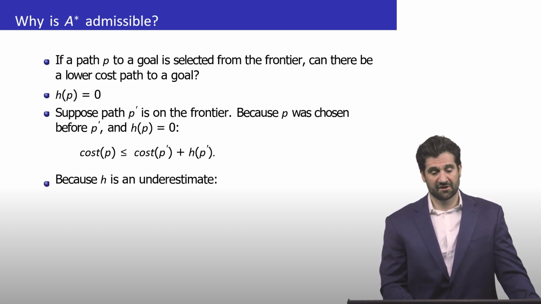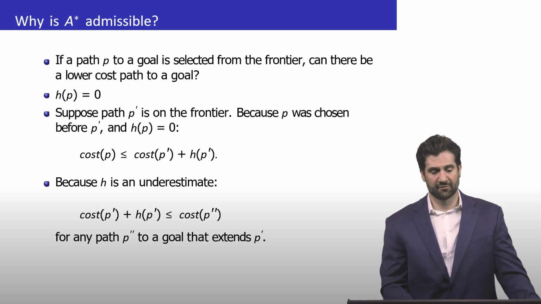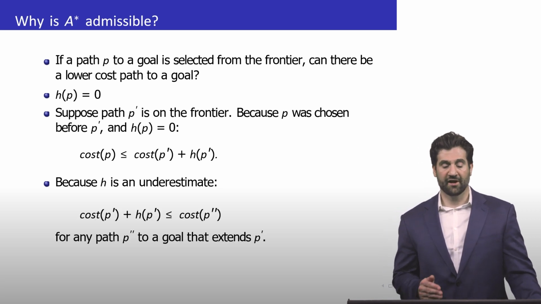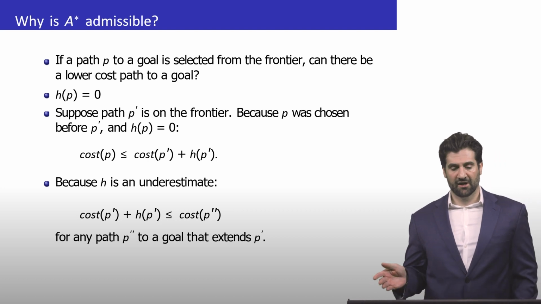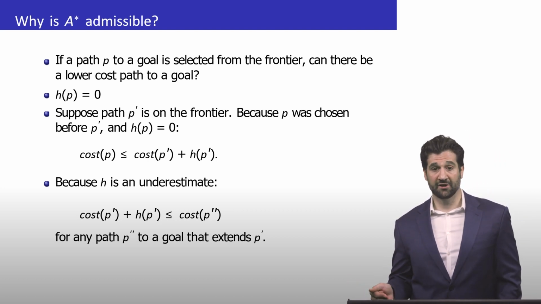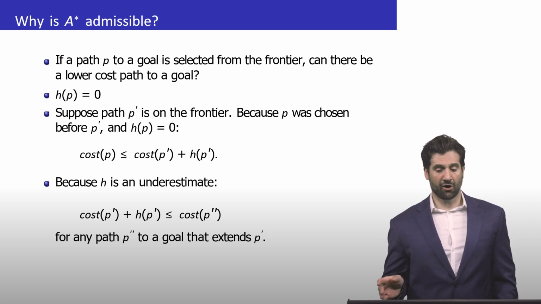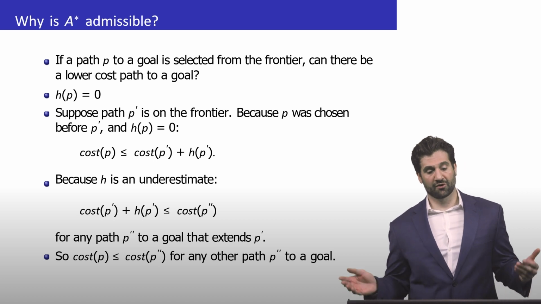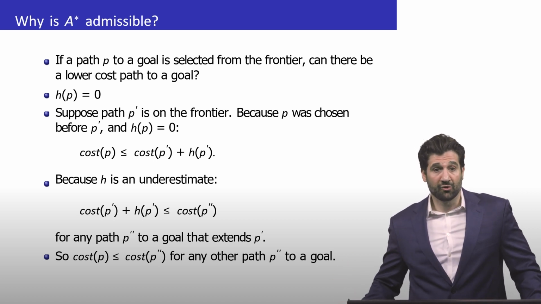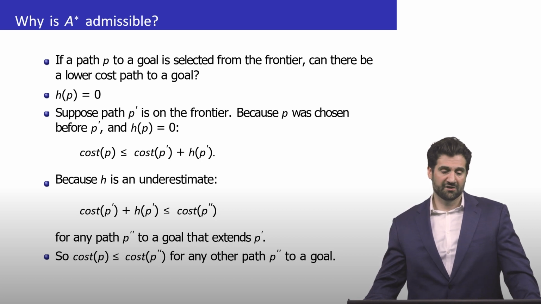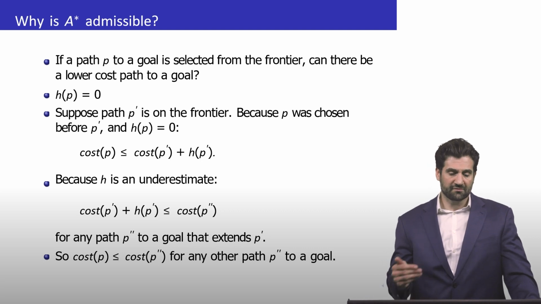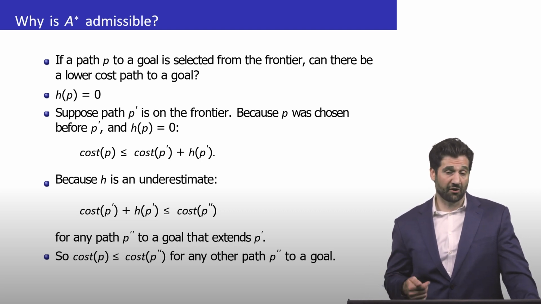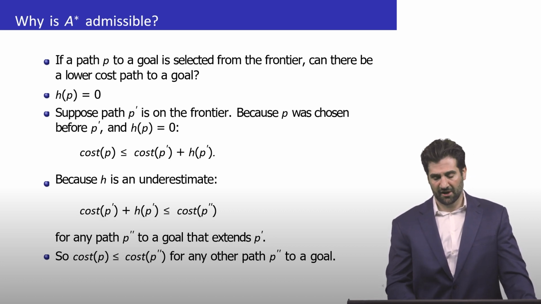Now, because the heuristic function is an underestimate of the optimal solution, we know that for any path to the goal that extends P prime, the cost has to be greater than or equal to the sum of those things. Therefore, by combining those two inequalities, the cost of P to the goal has to be less than or equal to the cost it takes to get to the goal by selecting an alternate path. So this is how we can show optimality.